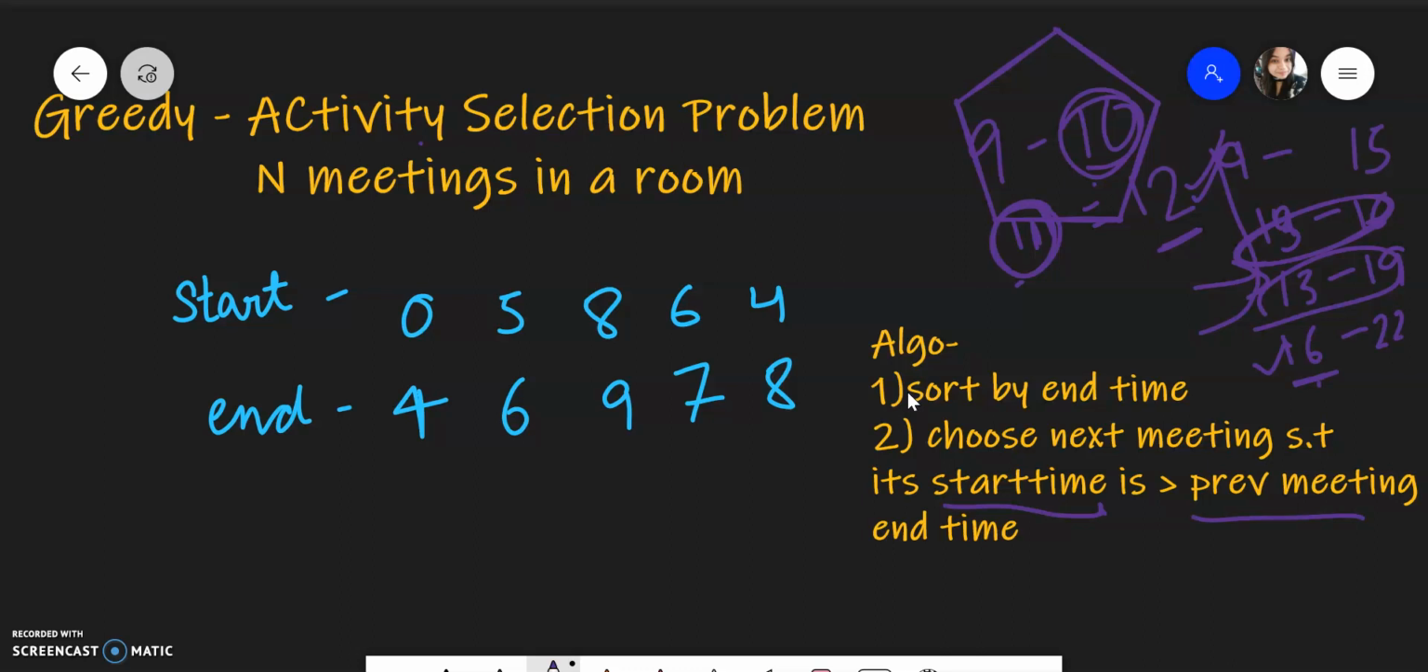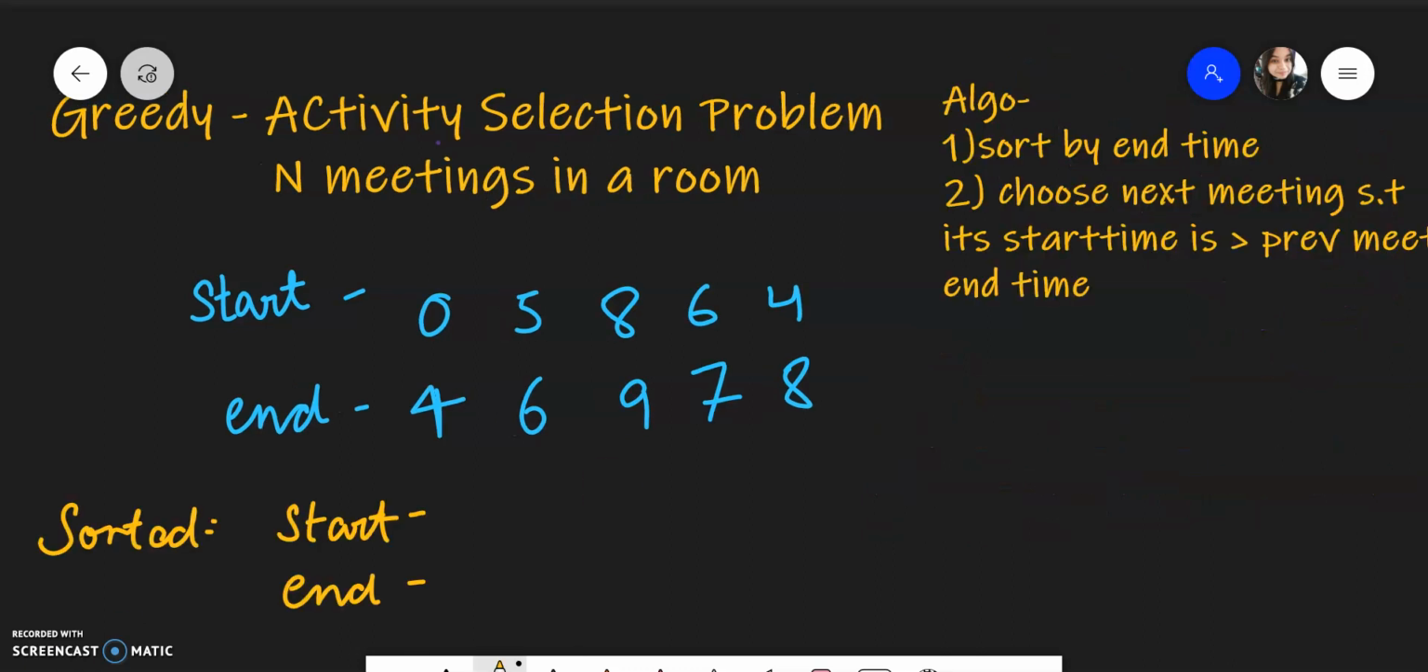So this is the code. Now let's dry run with the help of the example that we have shown here. First step, let's sort by the end time. This will be 4, this will be 6, now 7 will come, now 8 will come, and now 9 will come. We will not sort the starts separately, the pairs will be retained. So 4 will be with 0, 6 will be with 5, 7 is with 6, 8 is with 4, and 9 is with 8. Now we have sorted in the form of end time.